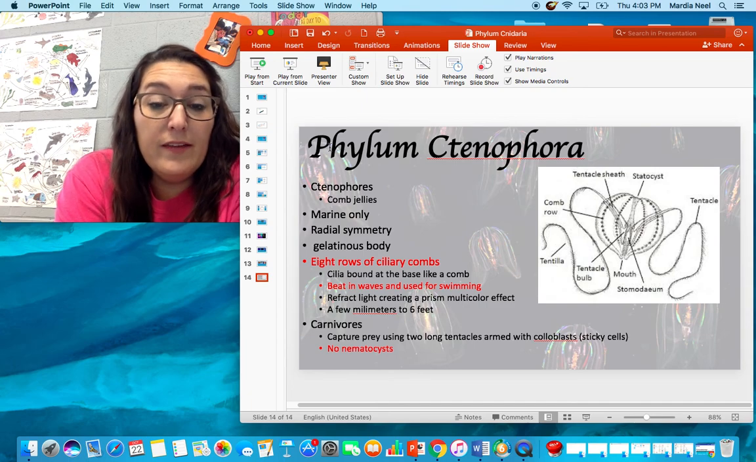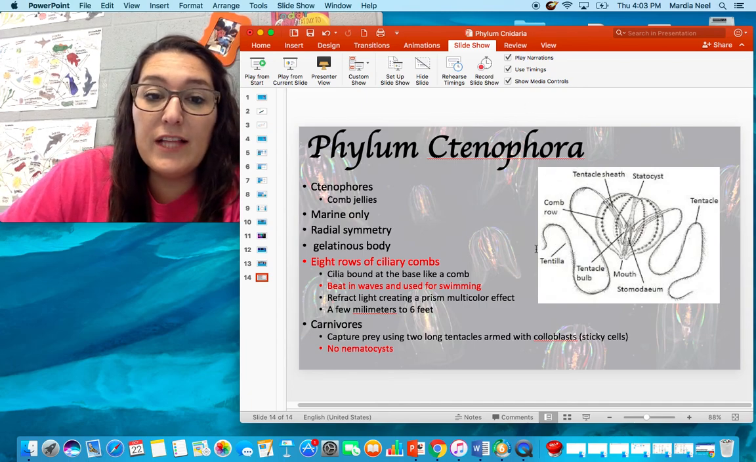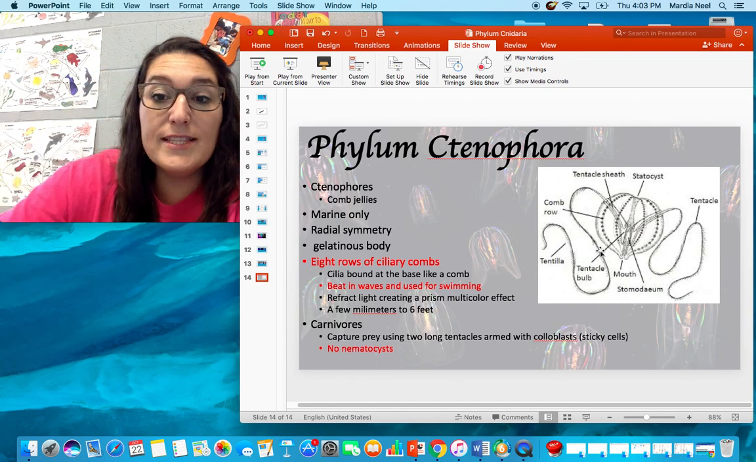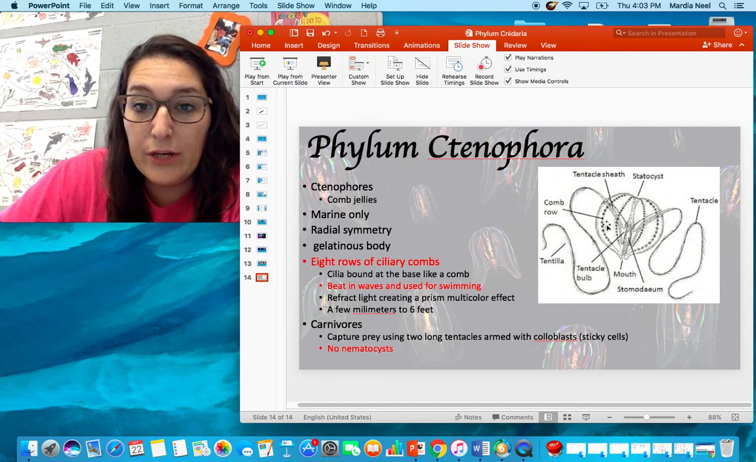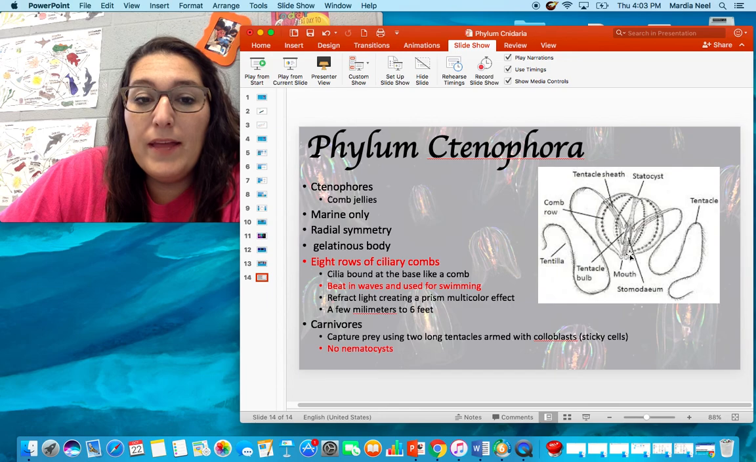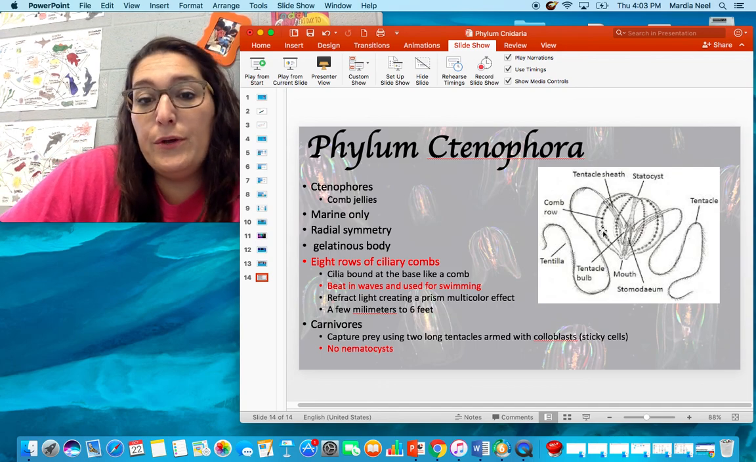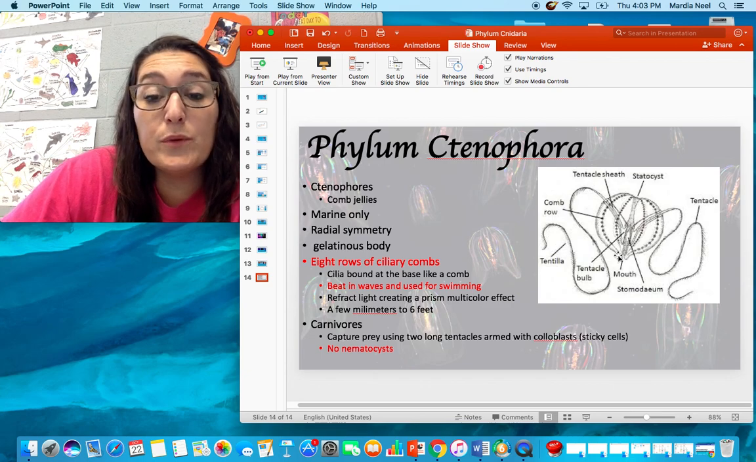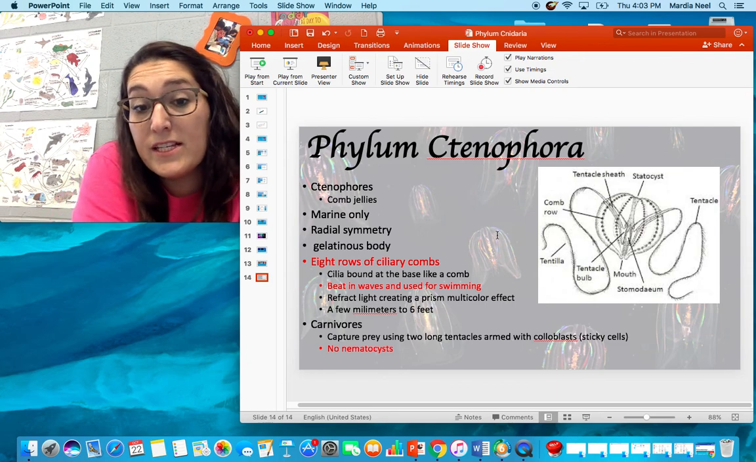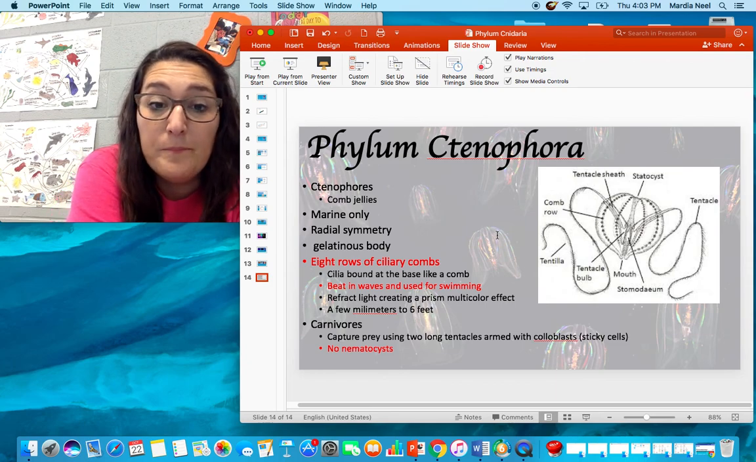They're marine only. They have radial symmetry, and they have a gelatinous body. What makes them special is they have 8 rows of ciliary combs. Remember, cilia are those little hair-like projections, and they're bound at the base like a comb. So they're little 8 combs, and they beat in waves, and they can be used for swimming or for moving. At nighttime, they reflect light, creating a prismed multicolor effect. They can be a few millimeters big, up to 6 feet big. There are different species in this phylum.